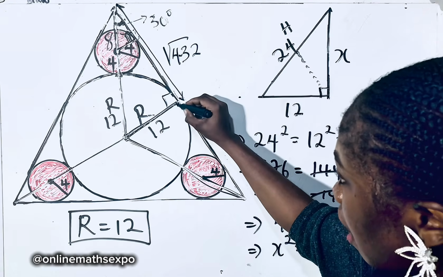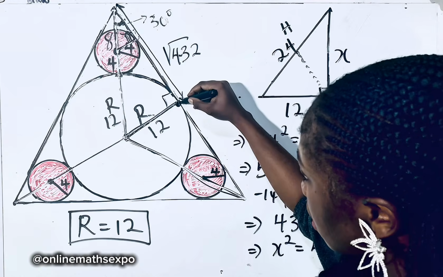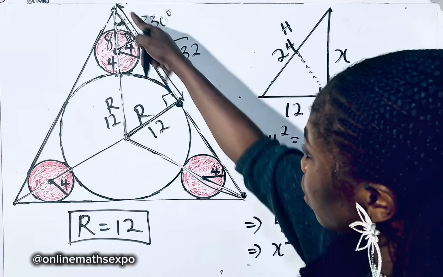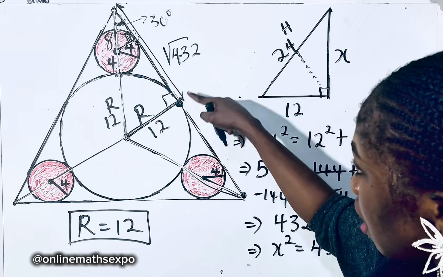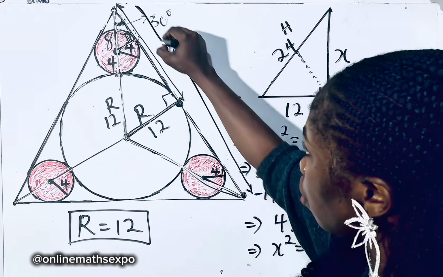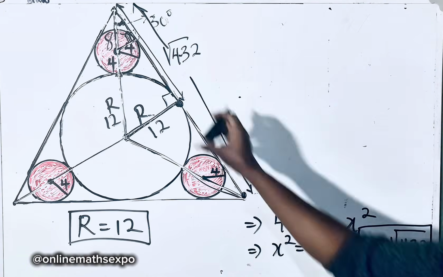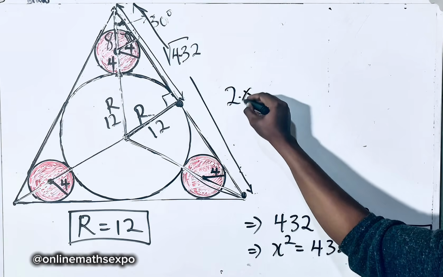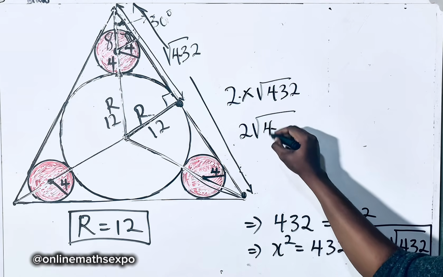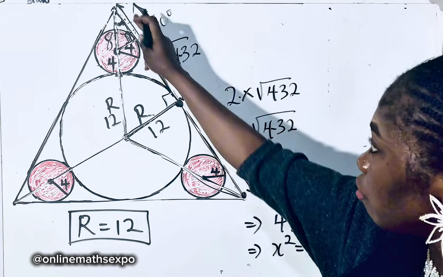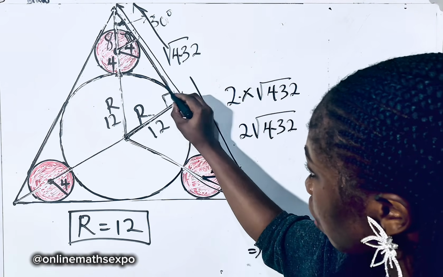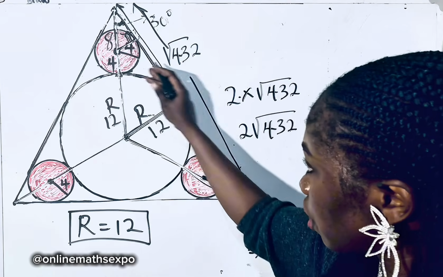And you observe that this length from here to here is the same as from here to here. So the 2 lengths are the same. In that case, if we have gotten this length as this, it also means that to get the whole length, you are going to multiply what you have by 2. So this whole length gives us 2 multiplied by root 432, that is 2 root 432. Now that we know this length, also remember that from here to here is perpendicular. It means that this is the height of this triangle 1.